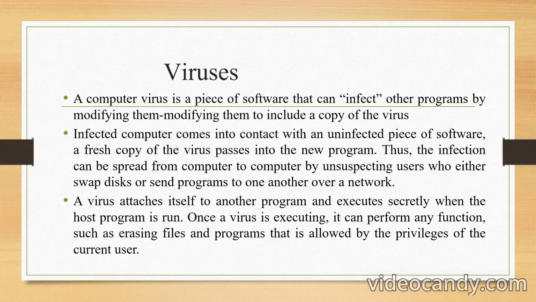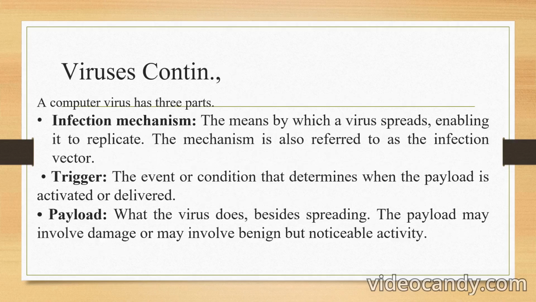The virus can attach itself to another program and can execute secretly when the host program is run. Once the virus is executed, it can perform any function, such as erasing files and programs, that is allowed by the privileges of the current user. There are three parts in a computer virus: one is called the infection mechanism, another is called the trigger, and the third is called the payload.